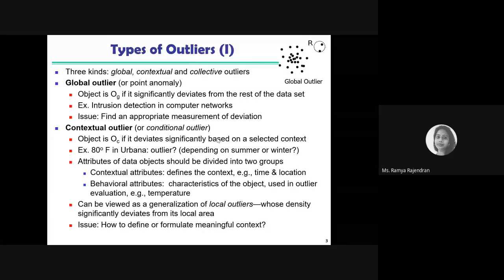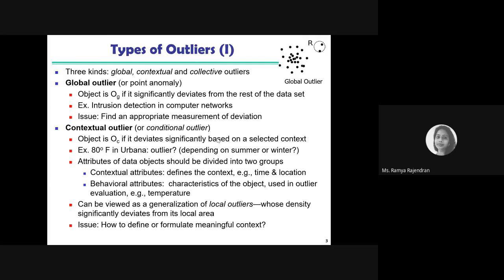Now, the different types of outliers available. Majorly there are three types: global, contextual, and collective outliers. A global outlier is an anomaly at one point which completely deviates from the whole data. Examples are a fraudulent credit card transaction, or an intrusion in computer networks.